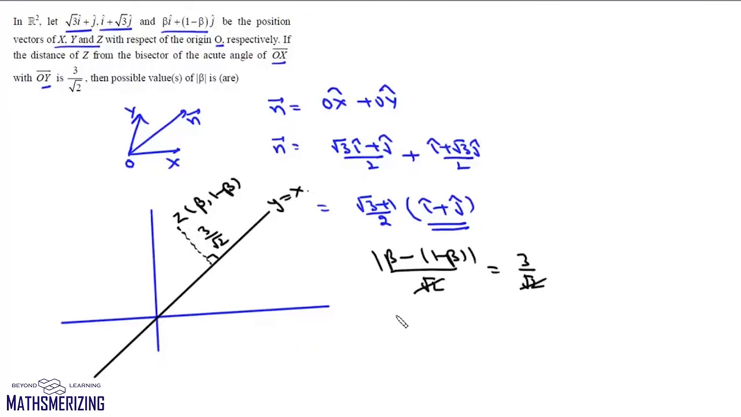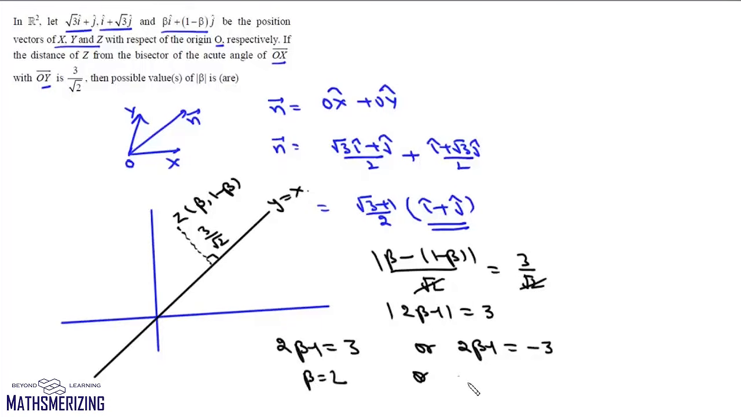Now root 2 and root 2 will cancel, so we'll get mod of (2 beta minus 1) equal to 3. So we'll get two cases: 2 beta minus 1 is either equal to 3, or 2 beta minus 1 is equal to minus 3. Now from here we'll get beta is 2 or beta is minus 1. So the values of mod beta are either 1 or 2.